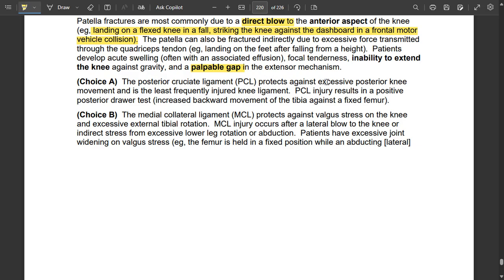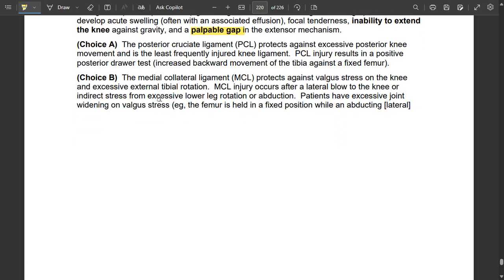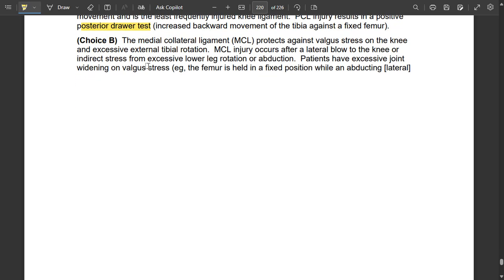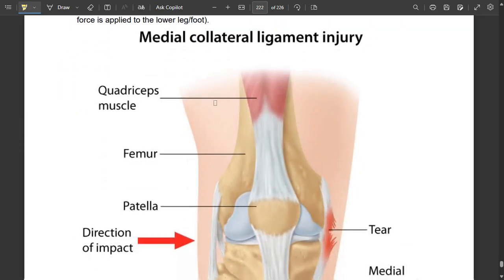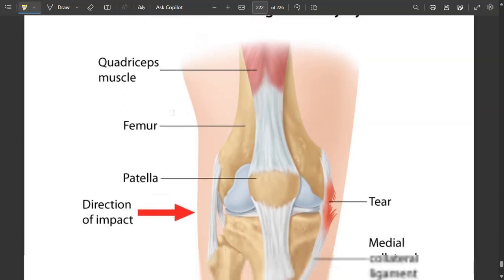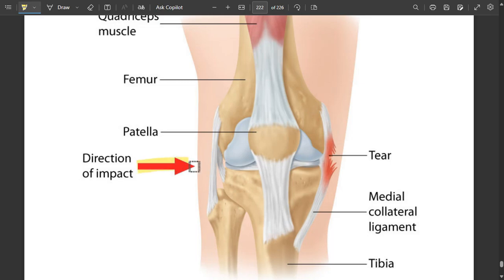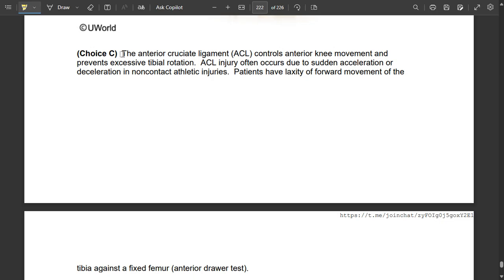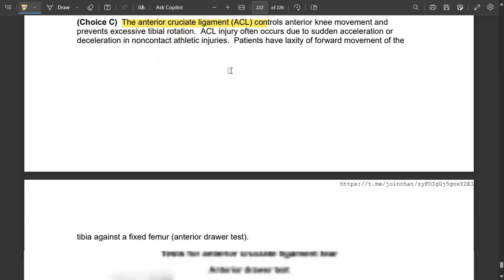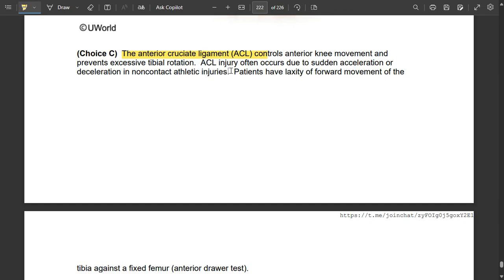The PCL protects against posterior knee movement, and the posterior drawer test is positive. The medial collateral ligament protects against valgus stress, and MCL injury occurs after a direct lateral blow to the knee, as we discussed before. The anterior cruciate ligament controls anterior knee movement, and ACL tear can be assessed with the anterior drawer test.